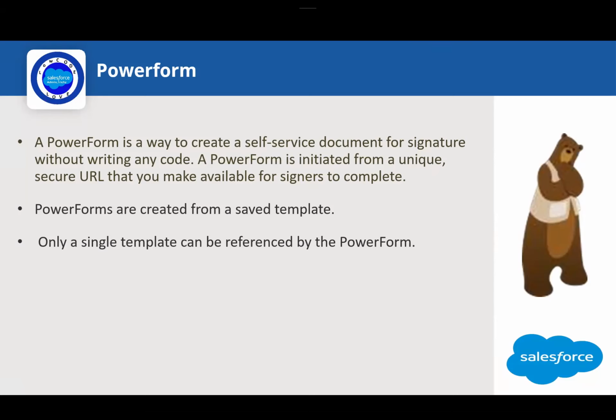In PowerForm, before the PowerForm, I mentioned a template, right? When it comes to a template, one template can be related to multiple documents. But when it comes to a PowerForm, only one template can be related to a PowerForm. It will be a one-on-one relationship. It will be vice versa for an envelope: an envelope can be related to multiple documents, but only one template can be related to a single PowerForm.